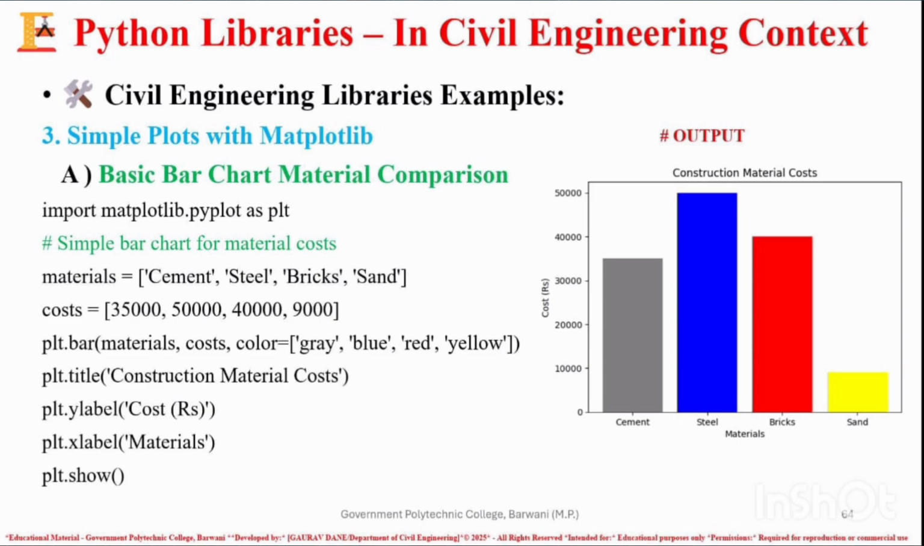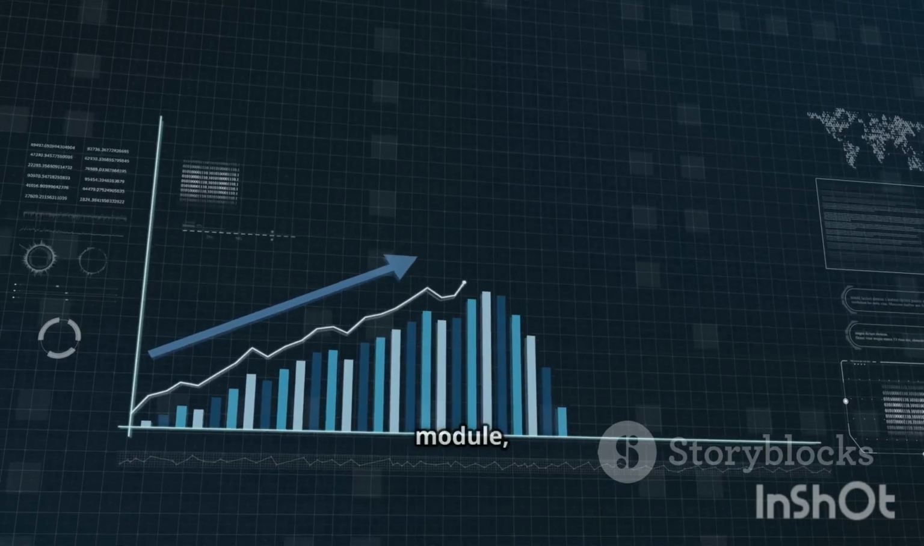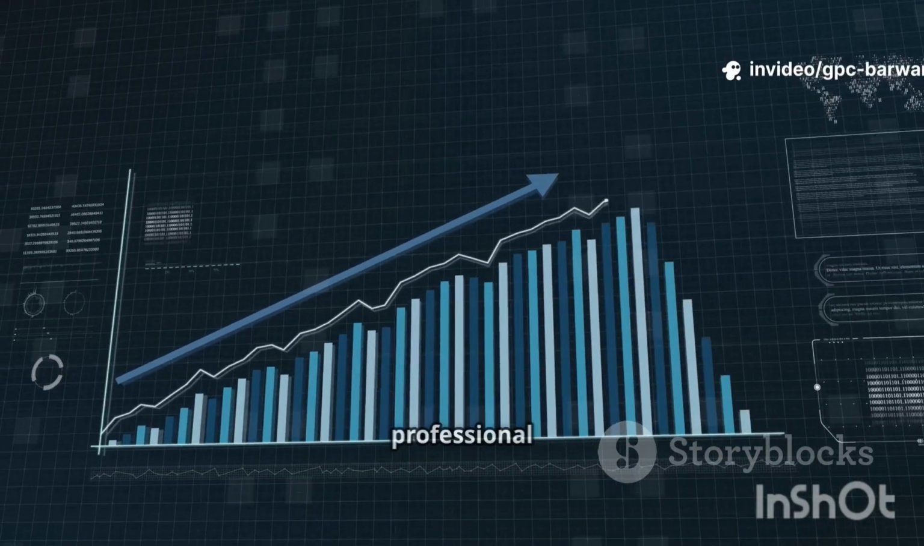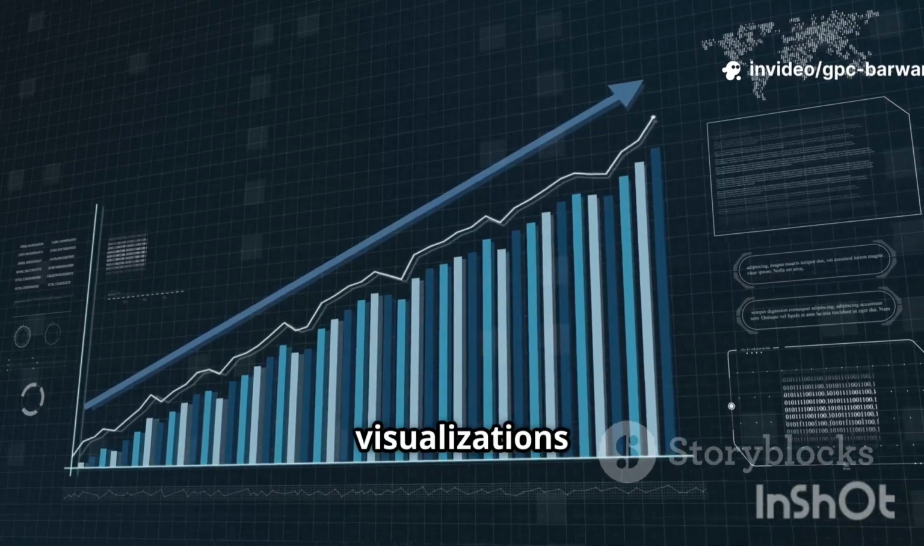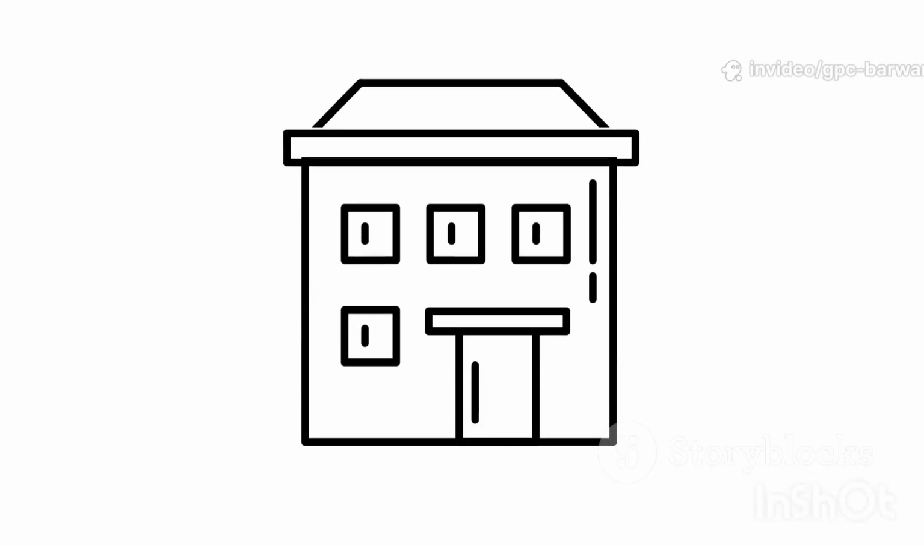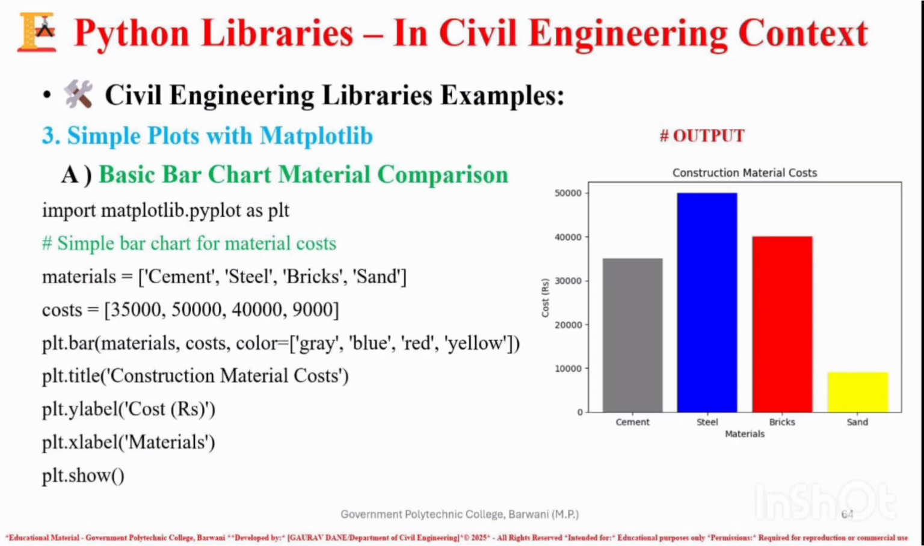We begin by importing the Matplotlib pyplot module, which allows us to create professional charts and visualizations in Python. Next, we define two lists, one for materials and another for their costs in rupees. Using the bar function, we create a colorful chart where each bar represents a construction material and its cost.